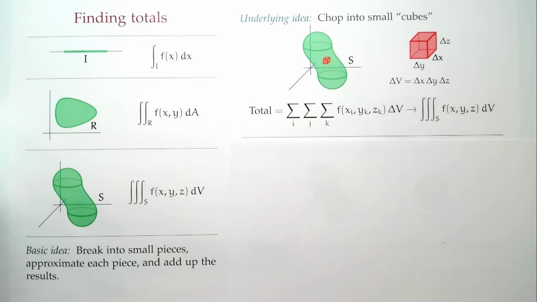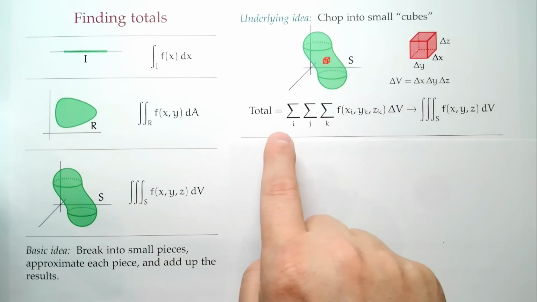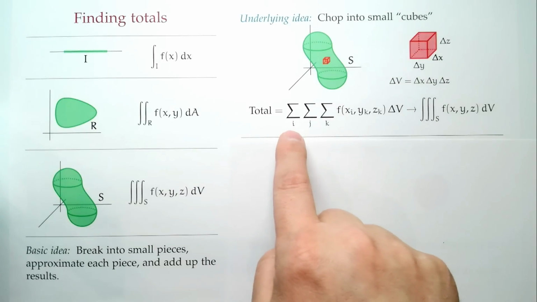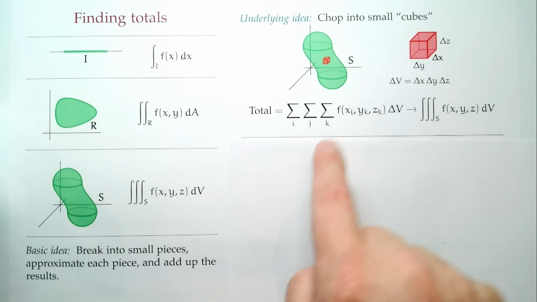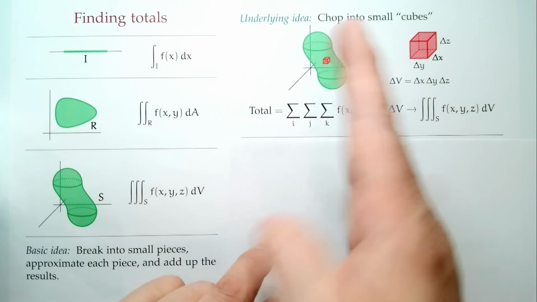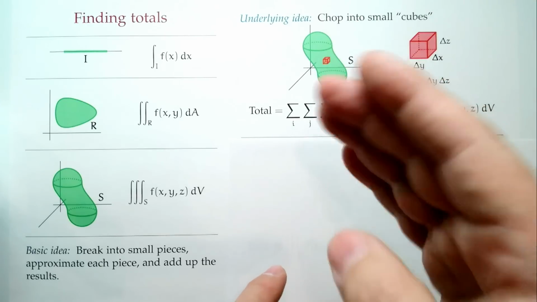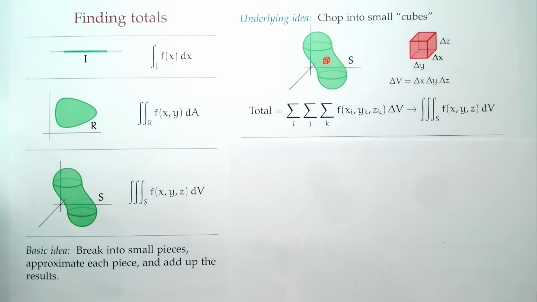Well, the answer is it's the value of the function on some point in the cube. And the point here is that the value of the function is about the same, no matter where in the cube I look. So if I want to find the total, what do I do? Well, I sum over all i, all j, all k. So I'm thinking of i as chopping in the x direction, j as chopping in the y direction, k as chopping in the z direction.